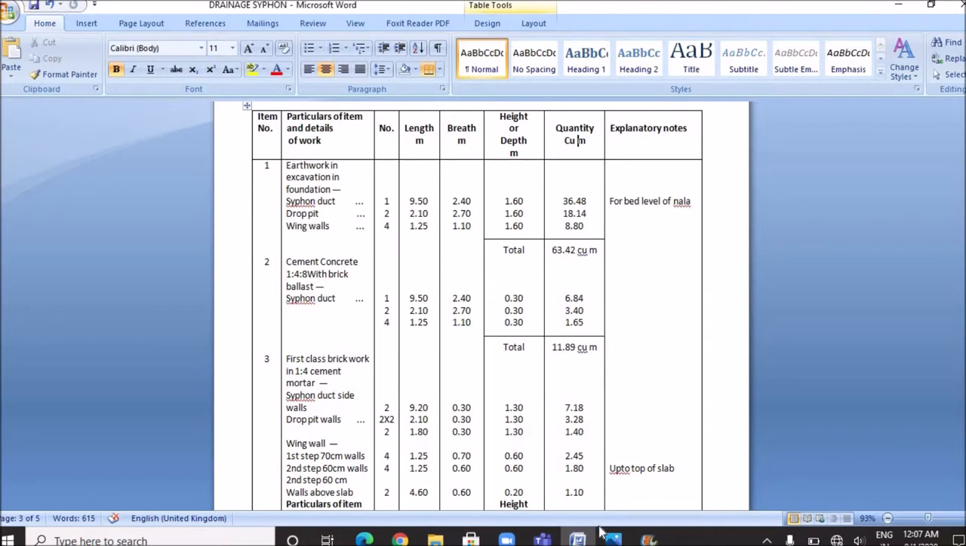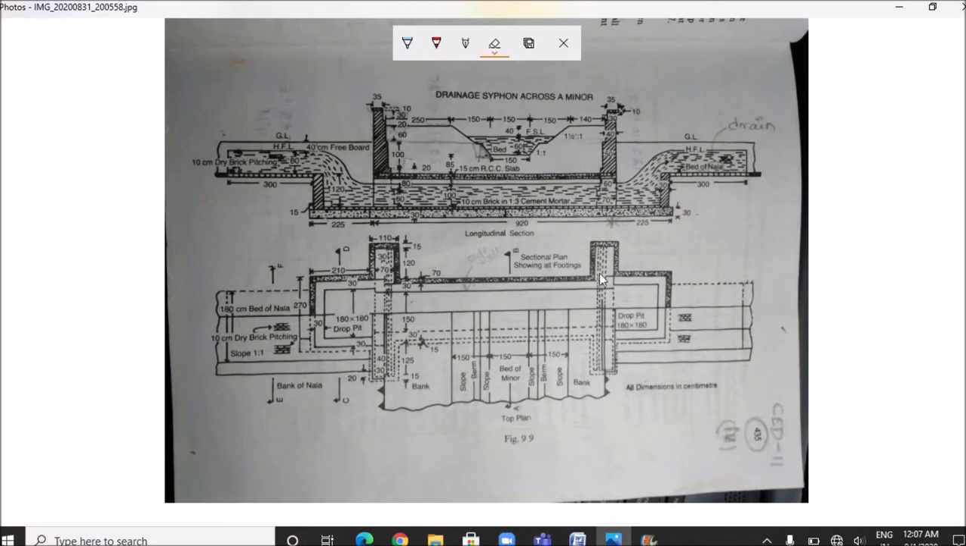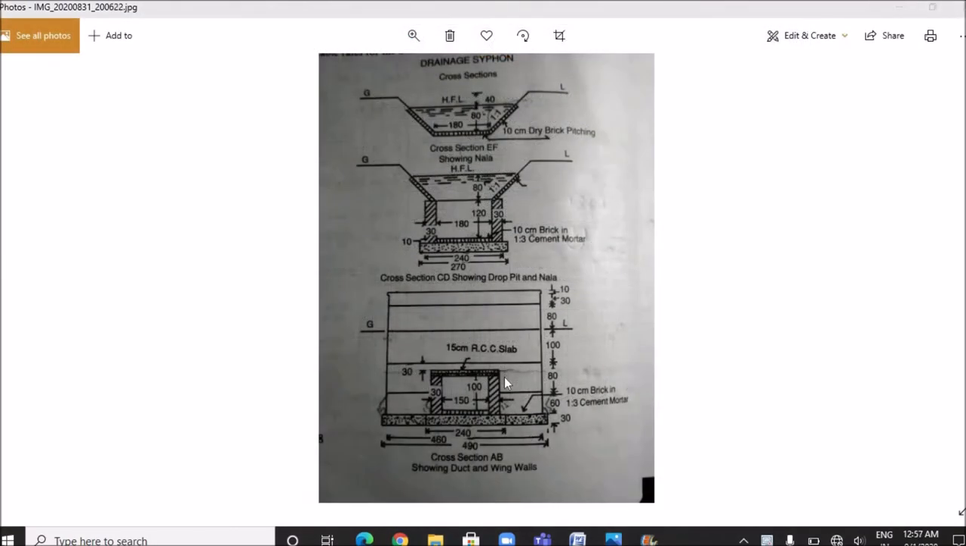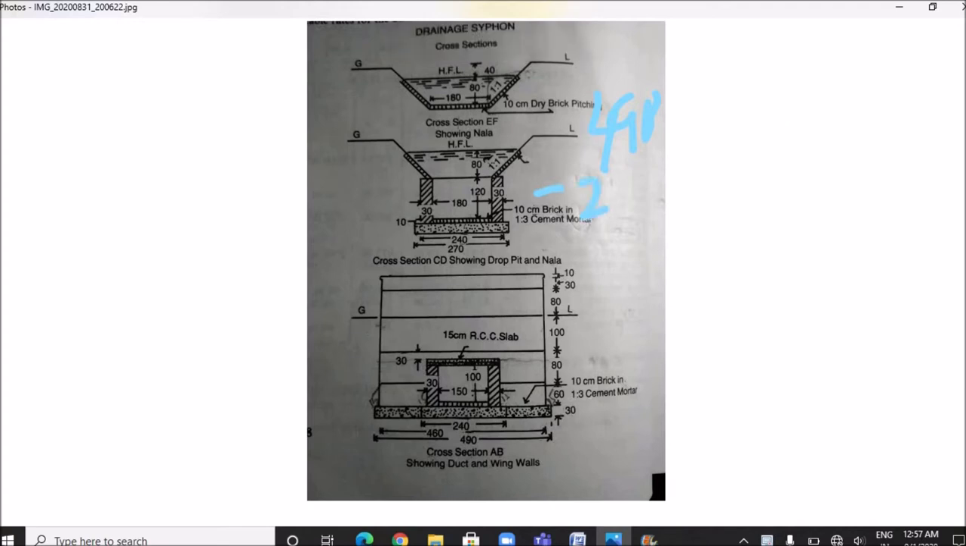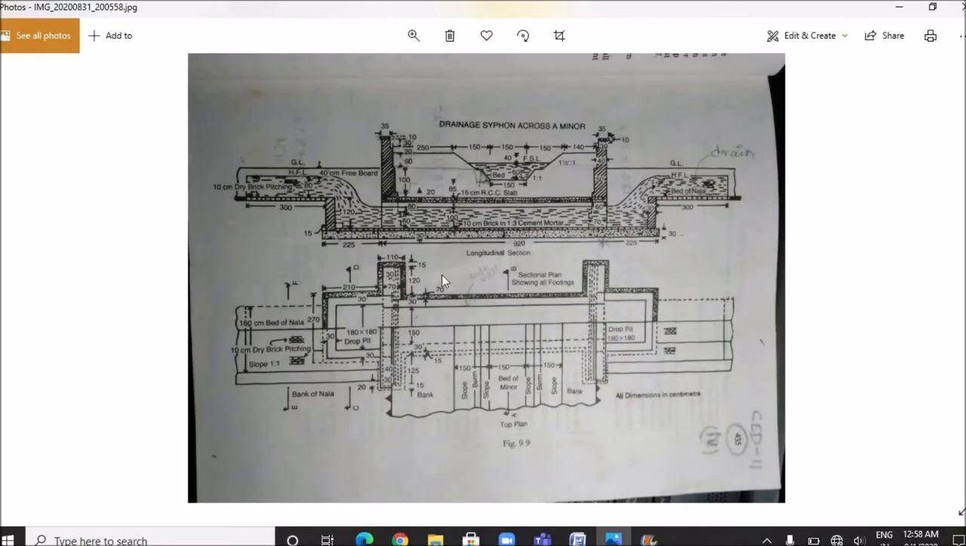Then next, excavation work is done for wing wall. So there are total 4 number of wing walls, 1, 2, 3 and 4. The length of the wing wall can be found out from the cross section of the wing wall. Here you can see the total length from this portion to this portion is 490 centimeter. So if we deduct 490 minus 240 centimeter, which is nothing but the length of opening of the nala, you would get 250 centimeter. And if you divide 250 centimeter by 2, you will get the length of the wing wall on either side. So 250 divided by 2 is equal to 125 centimeter. And its breadth is 1.1 meter.